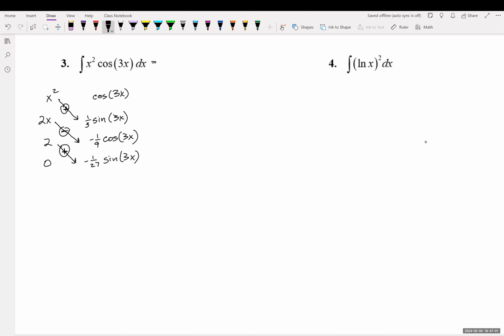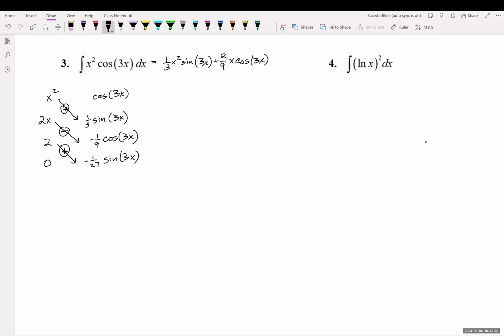So we end up with the positive product of x squared times 1/3 sine of 3x. So we have 1/3 x squared sine 3x. And now the next one, we're going to multiply 2x times negative 1/9 cosine 3x, but we have that minus sign there. So that ends up giving us a positive. So we have plus 1/9. Actually, let's write plus 2/9 because we're multiplying times 2. And we have x cosine of 3x.